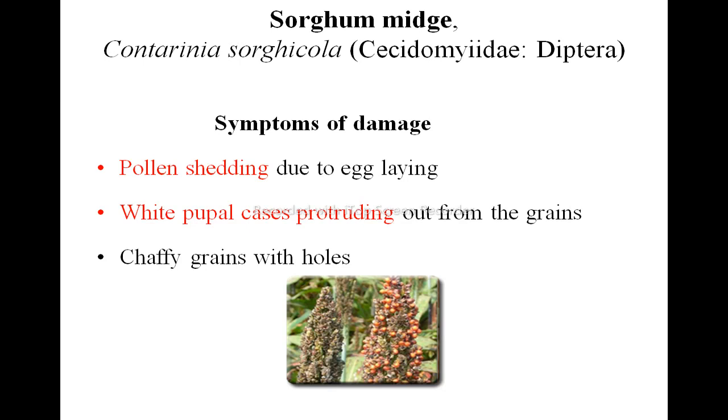Symptom of damage, means which type of symptom we can see on the sorghum crop, that is actually they attack the grains. They lay eggs on the grains, on the inflorescence. Because of that, the pollen shedding takes place, and from the grains the white pupal cases come out. This one also we can see on the grains, and the grains become chaffy with holes.